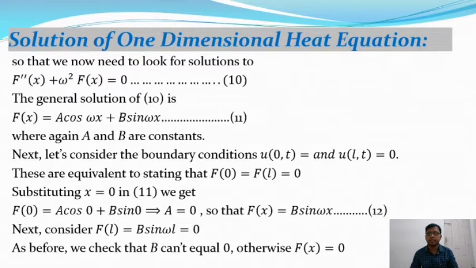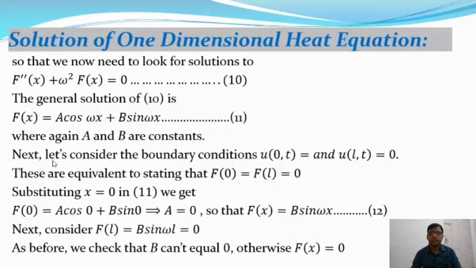You know that. Okay, so therefore the general solution of this equation is complementary function plus particular integral, where the particular integral is 0. Therefore the complementary function is the solution of the given differential equation. So the general solution of equation 10 is f of x is equal to a cos omega x plus b sin omega x, and we can write it as equation number 11, where a and b are constants.